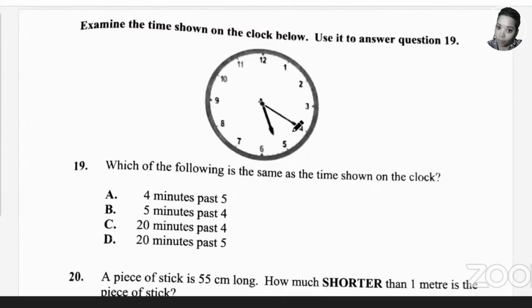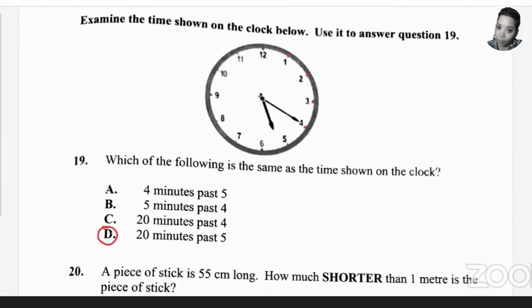From 12 to 4, that would be at increments of 5 minutes. So this would be 5, 10, 15. When we get to this one, it's 20. So it would be 20 past 5. The answer is D, 20 minutes past the hour of 5.